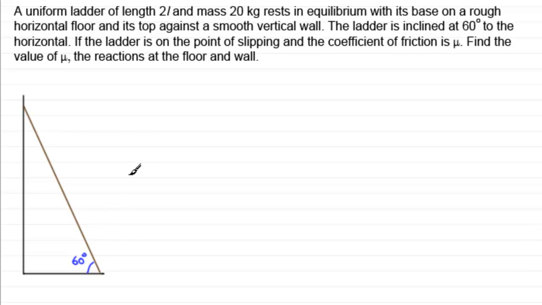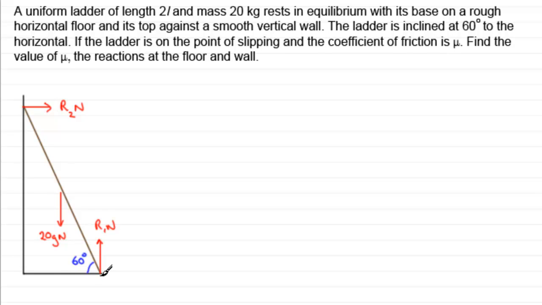Now it's a uniform ladder of length 2L and mass 20 kilograms, so the weight is going to act in the middle and it will act vertically downwards. We'll mark that in as 20g, 20 times g newtons, and in this problem we'll take g as 9.8. What other forces would we have? Well, there'll be a reaction from the ground that will act upwards, a normal contact force. Let's call that R1 newtons. There'll be a contact force from the wall that'll be acting perpendicular to the wall, and we'll have to call that another reaction. It won't be the same as this one. We'll call it R2 newtons.